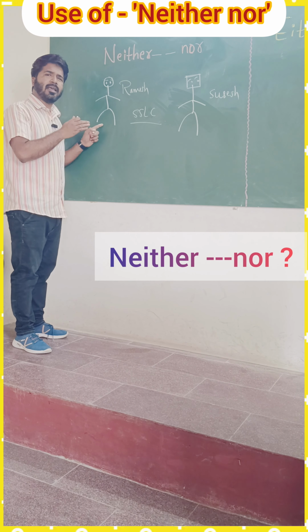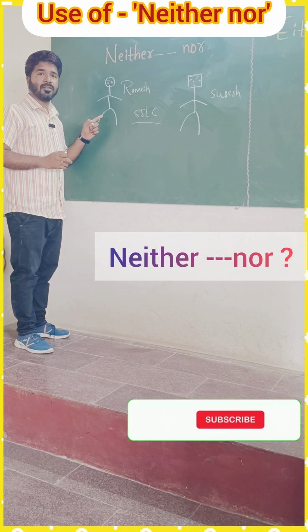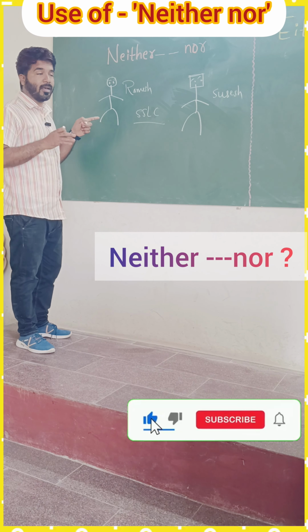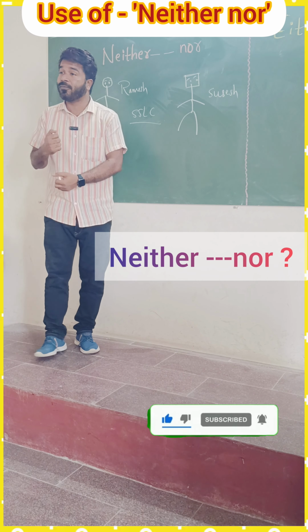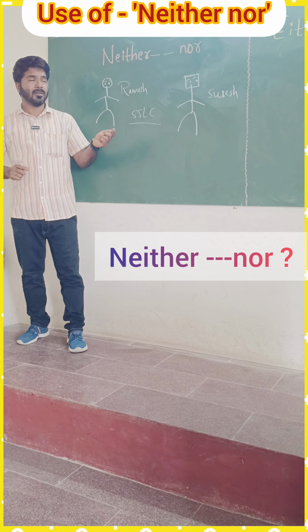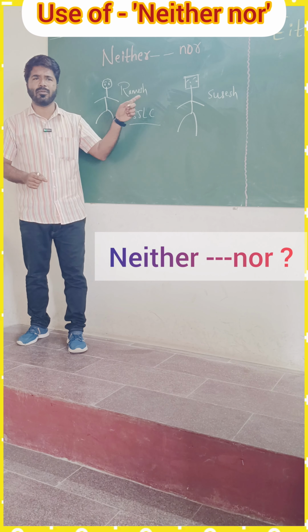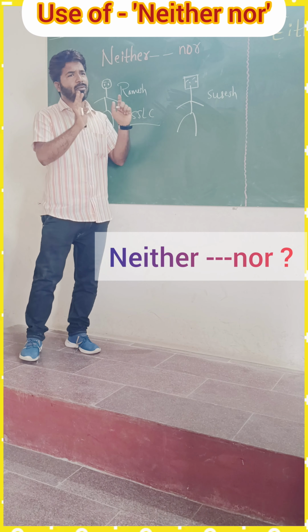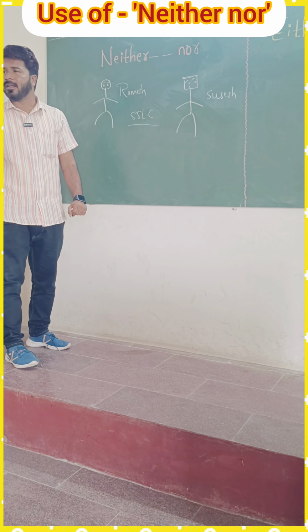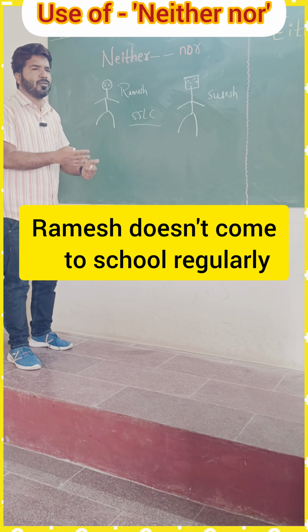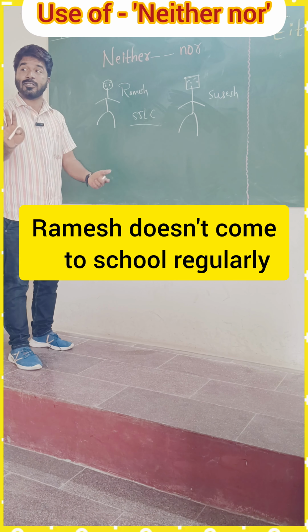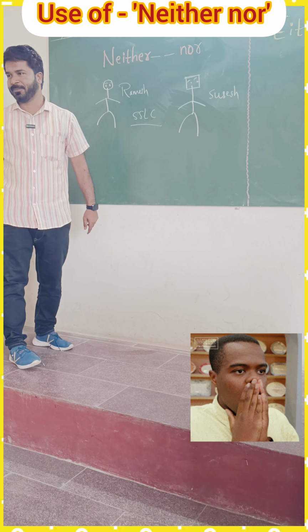Ramesh is an irregular guy, whereas Suresh is also irregular. Both are irregular. How do you frame a sentence? Will you tell like this? Ramesh doesn't come to school regularly. Suresh doesn't come to school regularly. It's not wrong. Grammatically it is correct only.